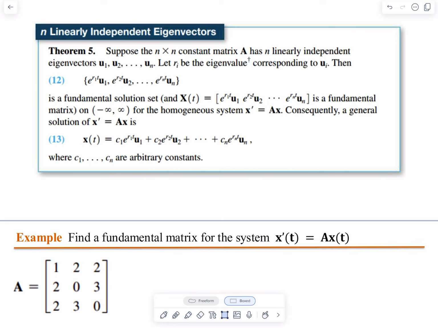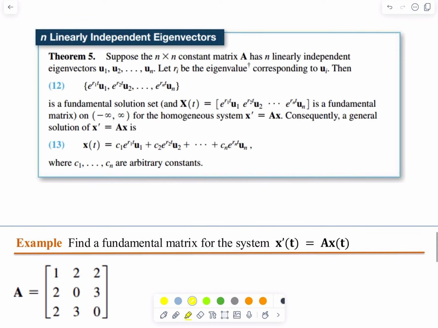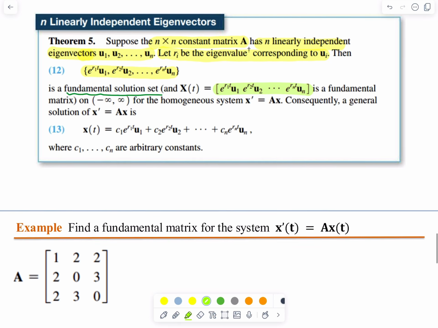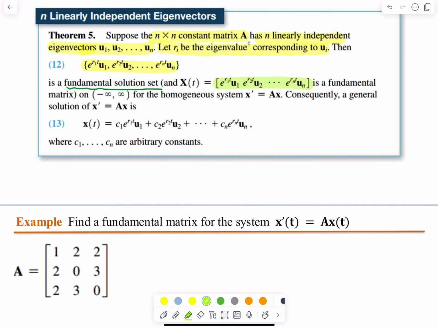Taking a look at this theorem, suppose we have our n by n constant matrix A and we have n linearly independent eigenvectors, and here they are. Let r sub i be the eigenvalue that corresponds to each eigenvector. Then this set is called a fundamental solution set, and x of t is equal to this matrix, which we call our fundamental matrix on negative infinity to infinity for our homogeneous system shown right here.